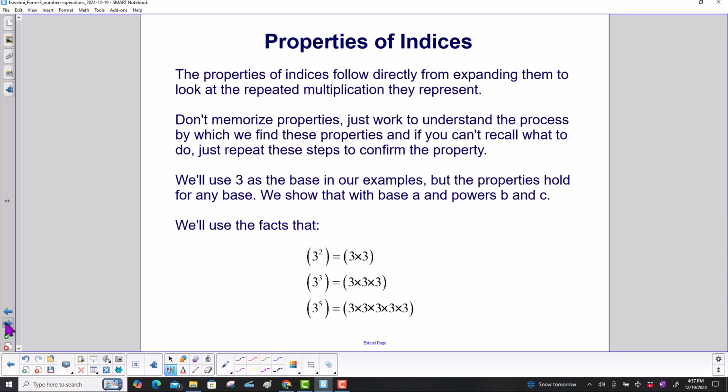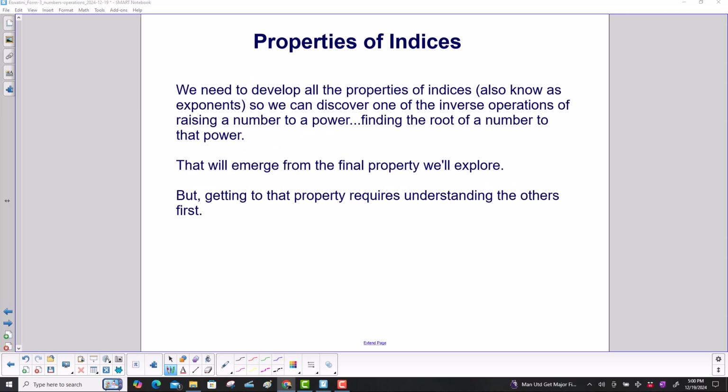We'll use 3 as the base in our examples, but the properties hold for any base. We show that with base A and powers B and C, we'll use the facts that 3 squared is 3 times 3, 3 cubed is 3 times 3 times 3, and 3 to the 5th is 3 times 3 times 3 times 3 times 3. We need to develop all the properties of indices, also known as exponents, so we can discover one of the inverse operations of raising a number to a power, finding the root of a number to that power. That will emerge from the final property that we'll explore. But getting to that property requires understanding the others first.